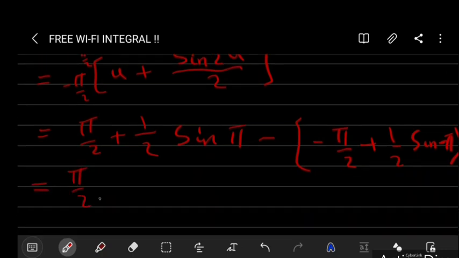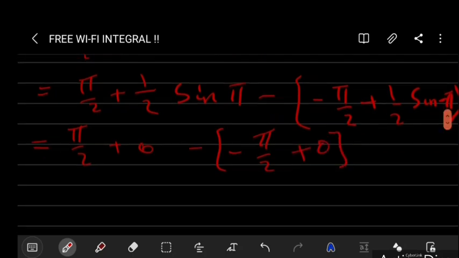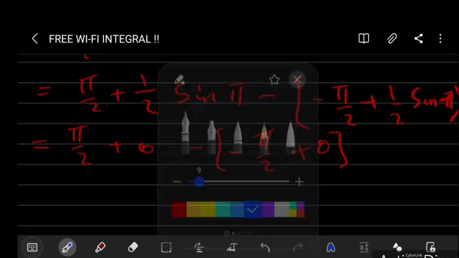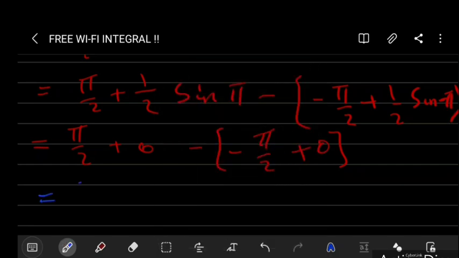So this is pi over 2 plus sine of pi, which is 0, minus negative pi over 2, and sine of negative pi is also 0. So now we have, let's change the color. So that's pi over 2 minus negative pi over 2, which is plus pi over 2, and that's equal to pi.